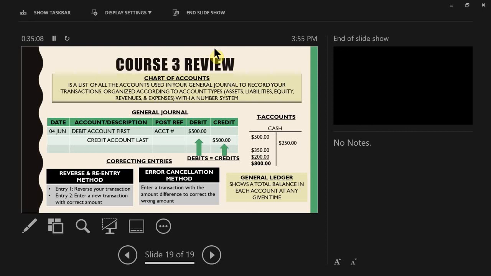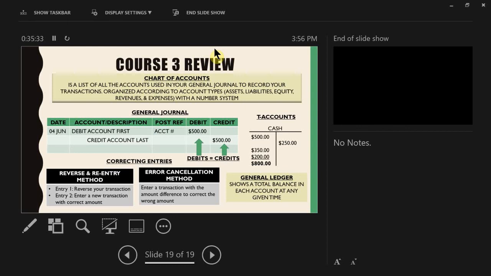The two different ones. Okay, one thing I forgot to mention is when you are correcting an entry, you must choose one or the other. You cannot do both at the same time for one transaction, because then you're going to create more errors in your journal, right? You can only choose one or the other. You cannot do both, okay?